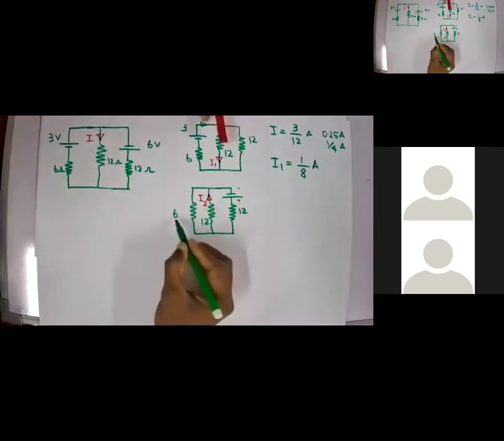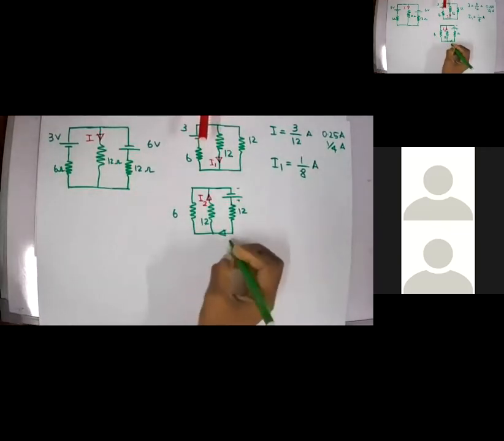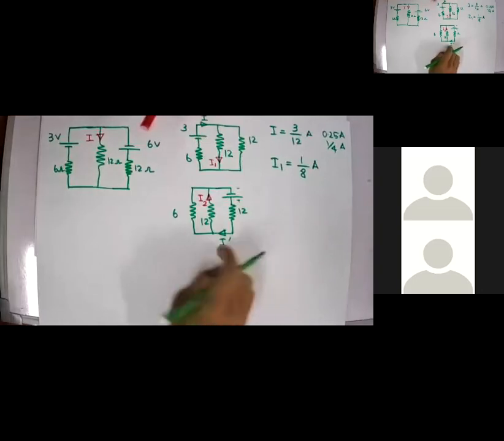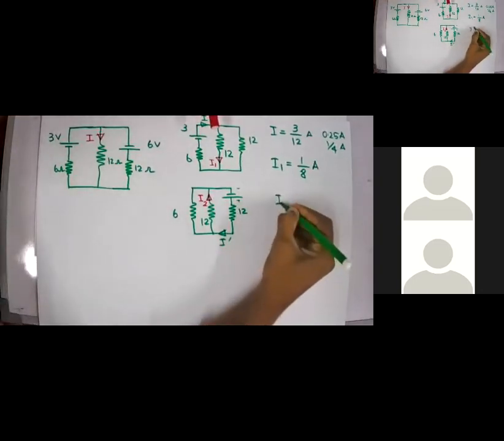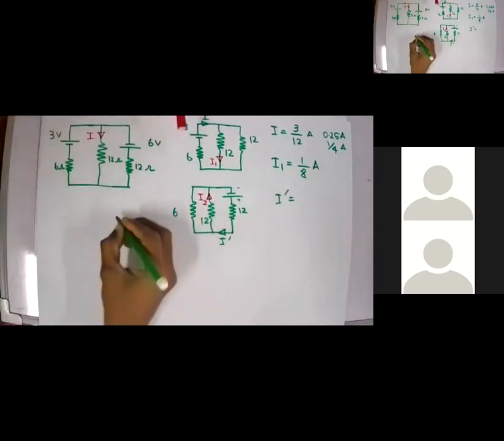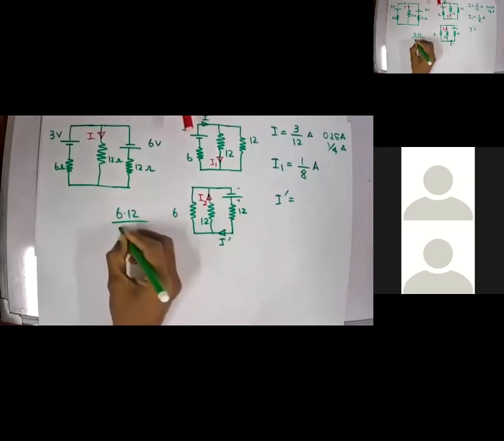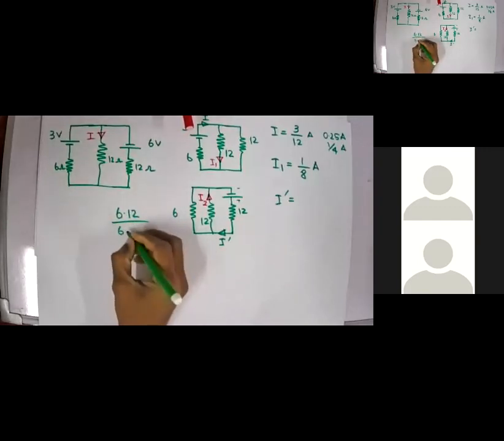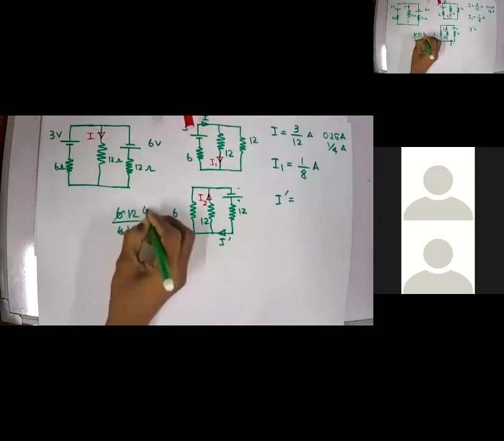I2. Again, 6 and 12 are in parallel, right? So this current, let's take it as I dash. My I dash equals 6 parallel 12, so 6 into 12 divided by 6 plus 12, which is 18, right? So 3, 4, right?